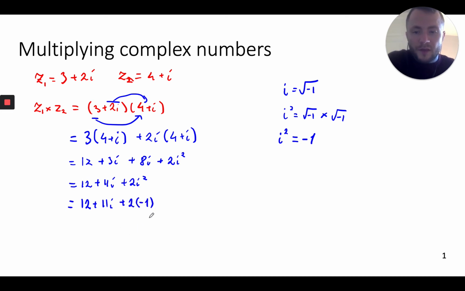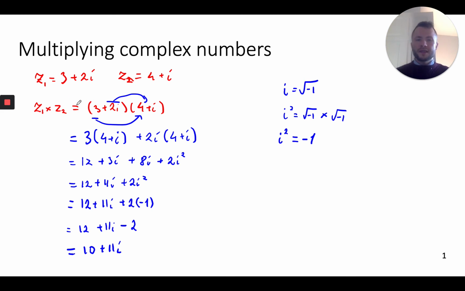So to simplify this multiplication further, I can rewrite it as 12 plus 11i plus 2 multiplied by minus 1. So 2 multiplied by minus 1 is simply minus 2, and finally I can simplify to get the result of this operation, which will be 12 minus 2 is 10 plus 11i. And this is the result of multiplying the two complex numbers z1 and z2. The key thing that we need to recognize in complex number multiplication is that wherever we see i squared, it can be replaced with minus 1.